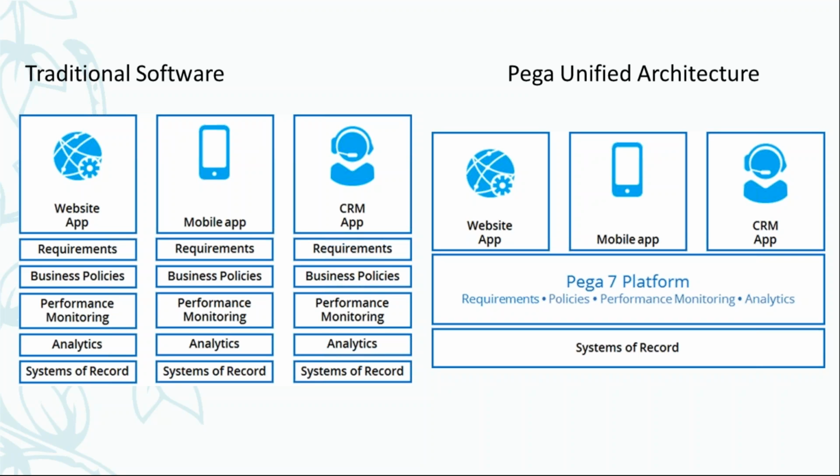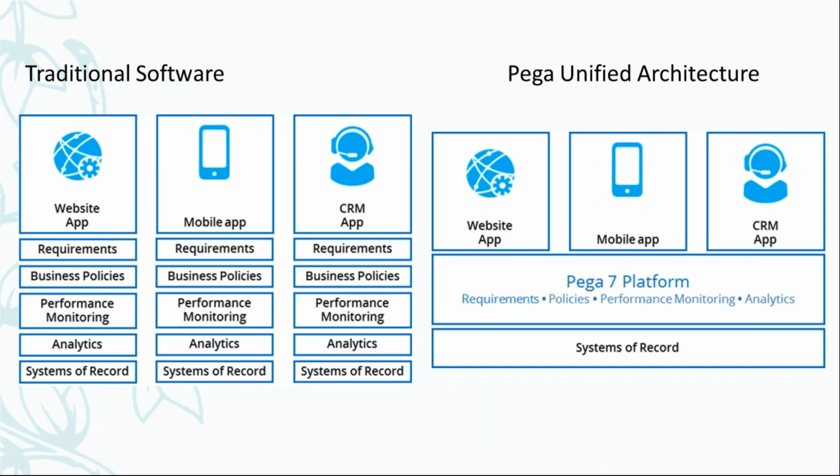So if we have a website, mobile, and different CRM or BPM, they have different products to support different functionality within that, and they have their own requirements, business policy, performance monitoring, and different concepts on that. Pega is a little different from that.